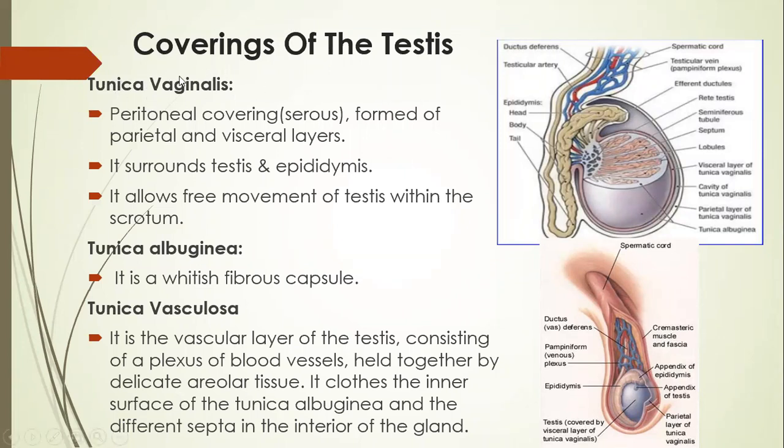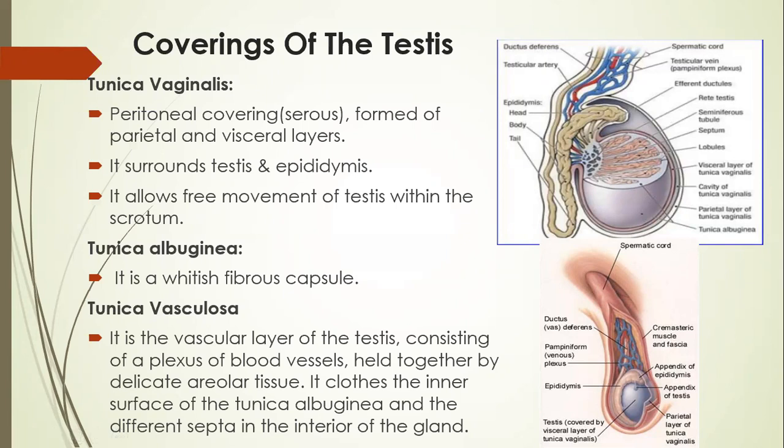It is called the tunica vaginalis, tunica albuginea, as well as the tunica vasculosa. Tunica vaginalis, albuginea, as well as vasculosa. So the outermost covering is a peritoneal extension from the abdomen into the scrotum, because we know that the testis has descended from the abdomen.